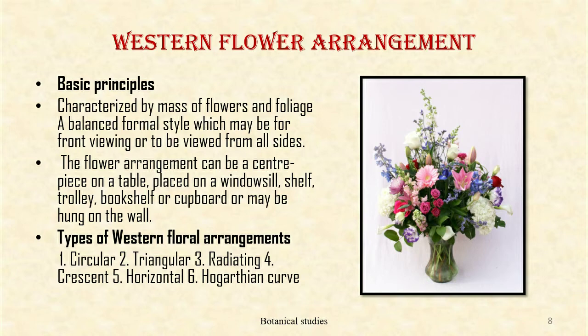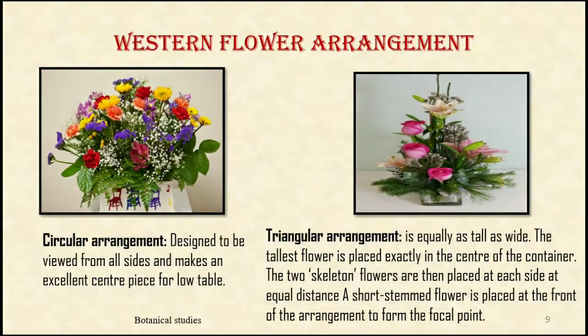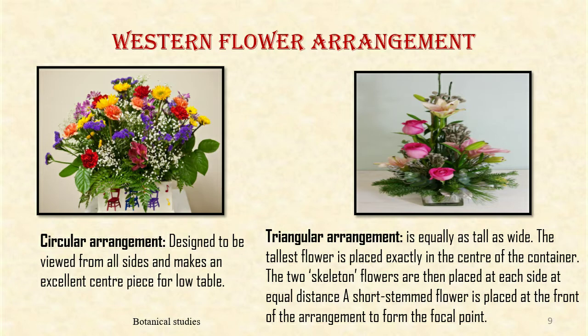Types of Western floral arrangements: circular, triangular, radiating, crescent, horizontal, and Hogarthian curve. Circular arrangement is designed to be viewed from all sides and makes an excellent centerpiece for a low table. Triangular arrangement is equally as tall as wide. The tallest flower is placed exactly in the center of the container. The two skeleton flowers are then placed at each side at equal distance. A short stemmed flower is placed at the front of the arrangement to form the focal point.